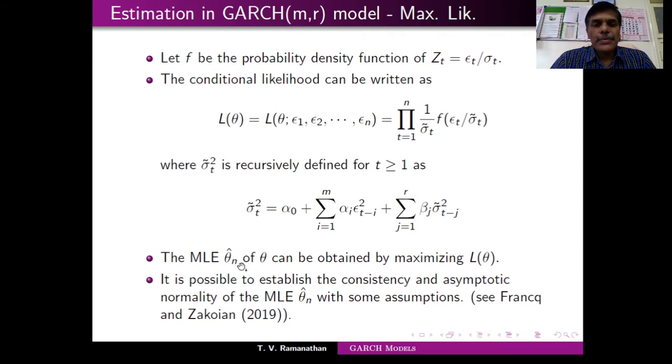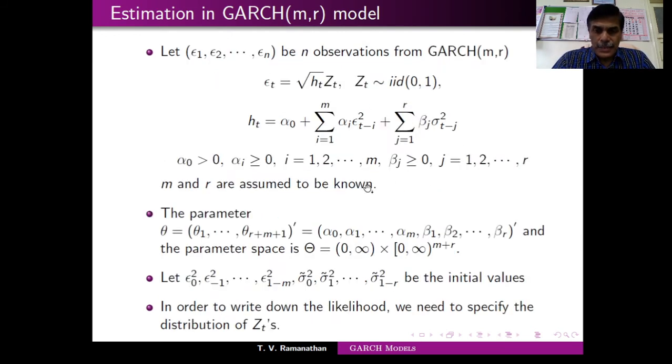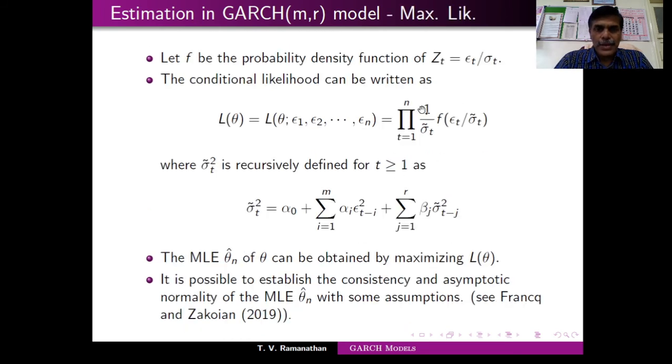The maximum likelihood estimator theta n, where theta is an m plus r plus 1 dimensional parameter. So I will be able to find the maximum likelihood estimator from there, obtained by maximizing the likelihood. This can't be done manually.